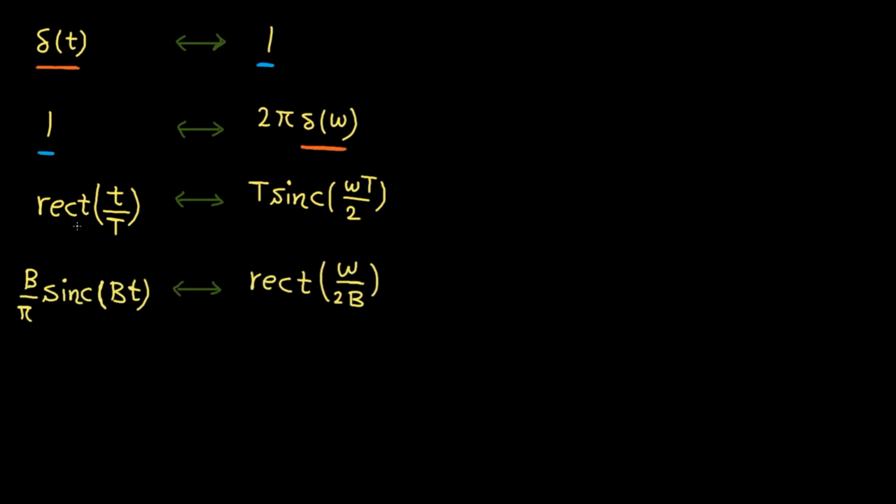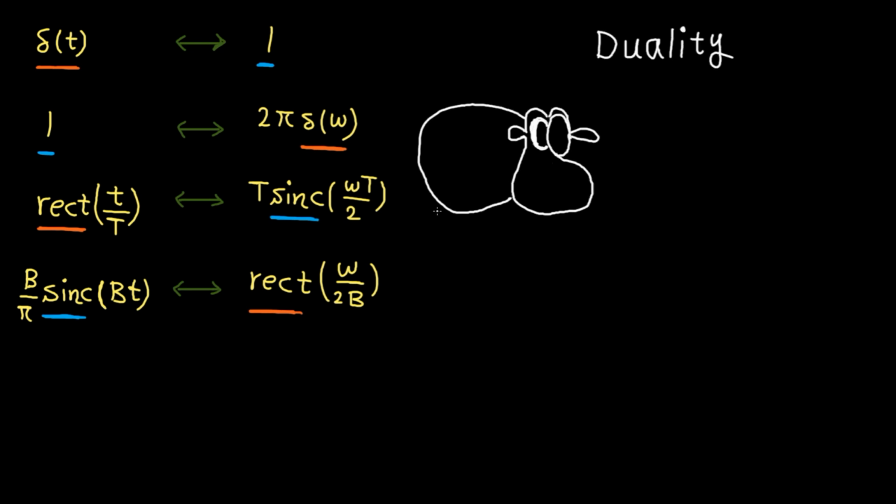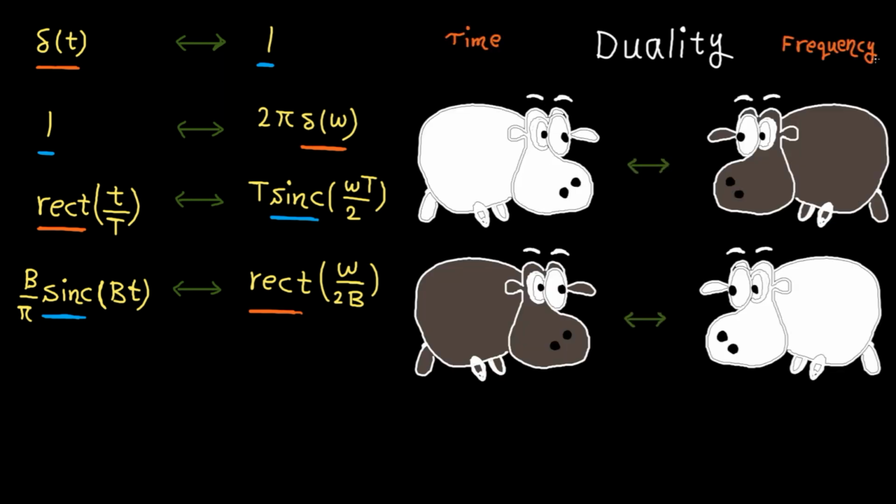This interesting property is called duality, which I will cover very soon. For now, just remember, if the Fourier transform of a white sheep is a black sheep, the Fourier transform of the black sheep has something to do with the white sheep. Again, that's called duality. Okay, let's go to the next pair.